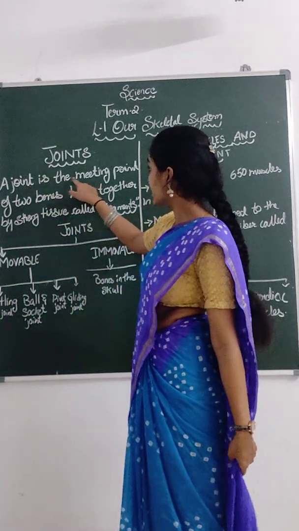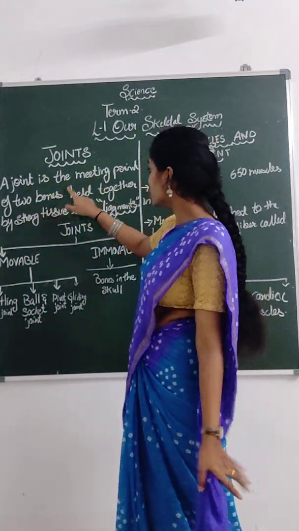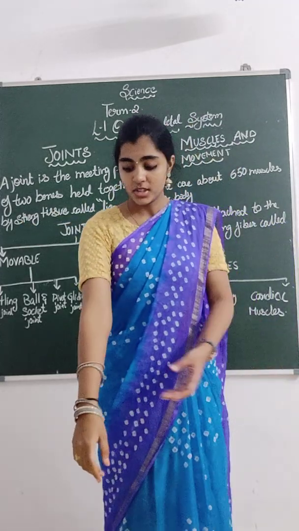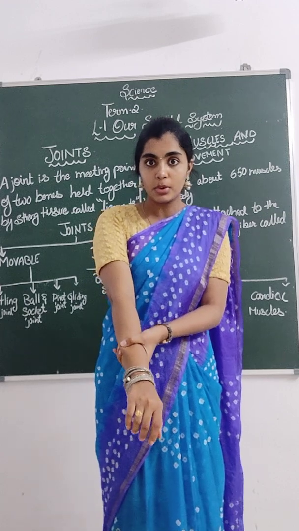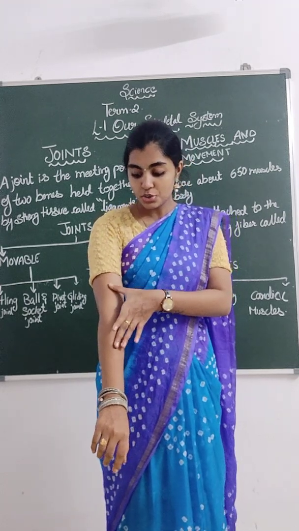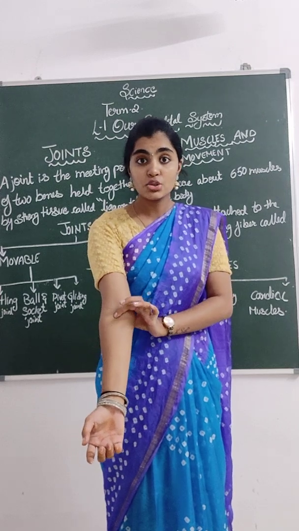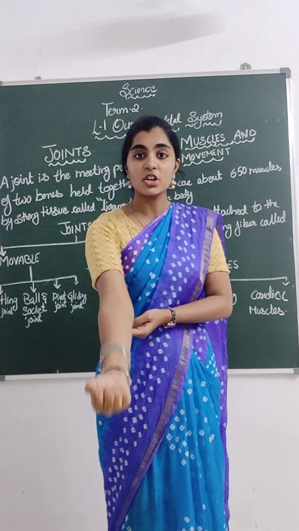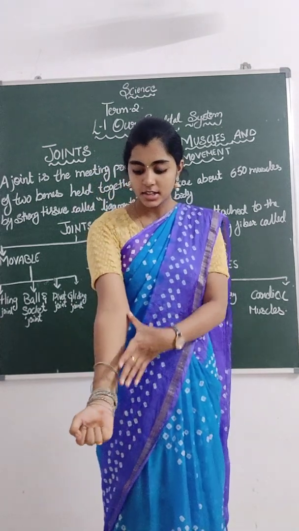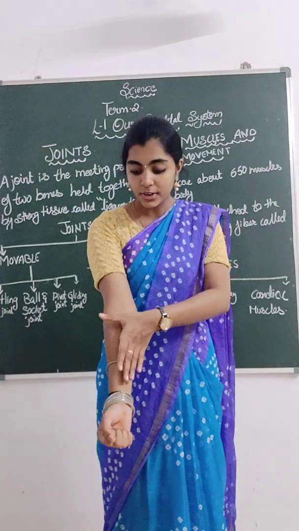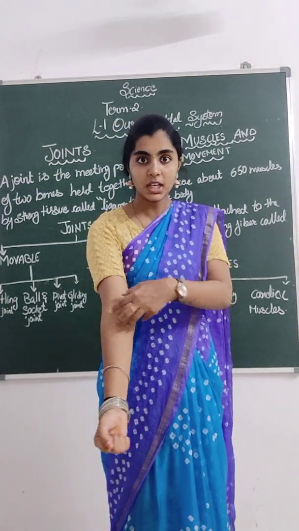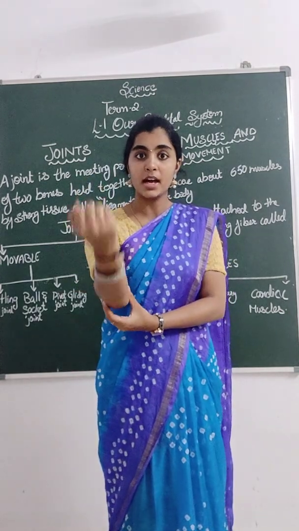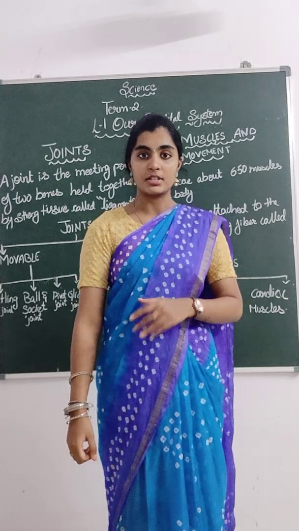Okay? See, a joint is the meeting point of two bones held together by strong tissue called ligaments. So now this is one bone, this is another bone. Now these two bones are joined by a tissue called ligament, which is very strong. That is the reason why you are able to bend. This is a different bone, this is a different bone. Two different bones where they meet, they have a tissue called as ligament. This portion, this part, this is called as joint.